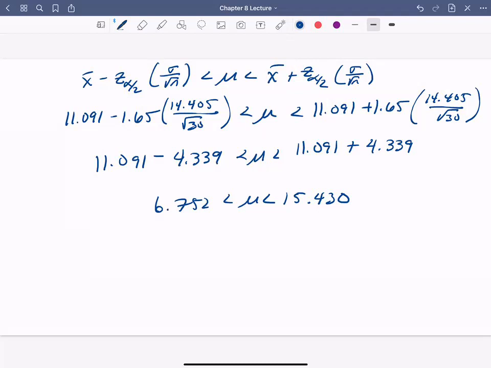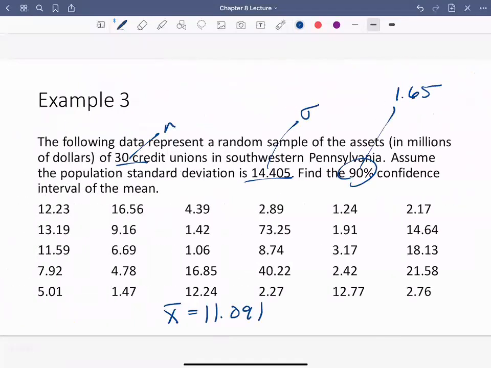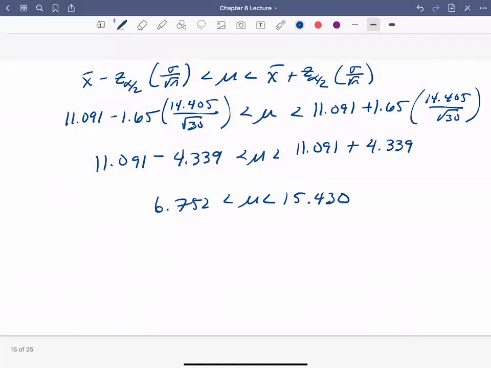So next, what does this mean? This means that the average of what they have, remember it's talking about banks, credit unions, of what their assets are in millions of dollars, will be between 6.752 million and 15.430 million. Or you could say between 6,752,000 and 15,430,000. We could also have written it like this, 11.091 plus or minus 4.339. Doesn't matter which way you write it.